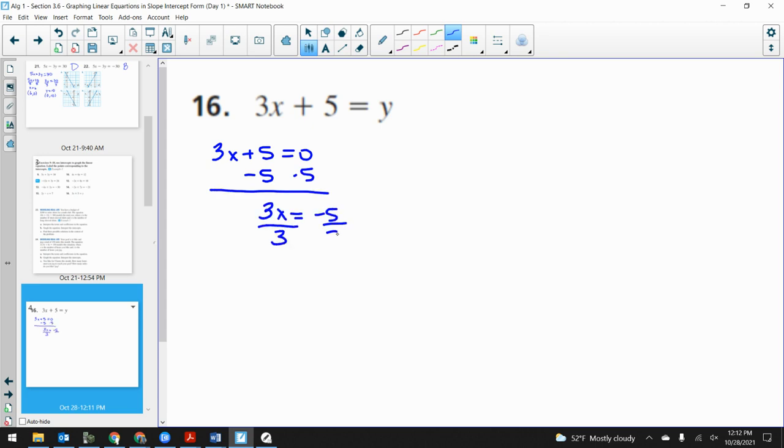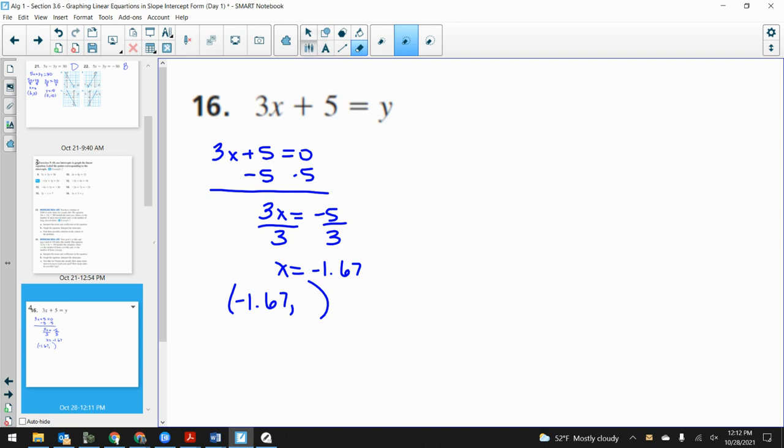Divide by 3. Now, in this case, when I divide by 3, I can leave it as a decimal. If you want to leave it as negative 5/3, that's totally fine. But that's negative 1 2/3, or negative 1.6 repeating. Negative 1.67. Or, as a coordinate, negative 1.67, comma, 0.